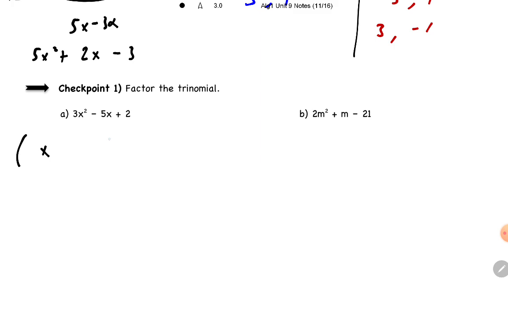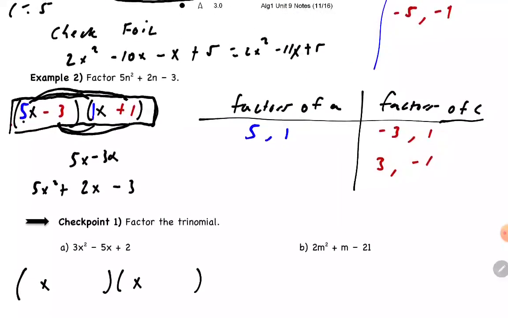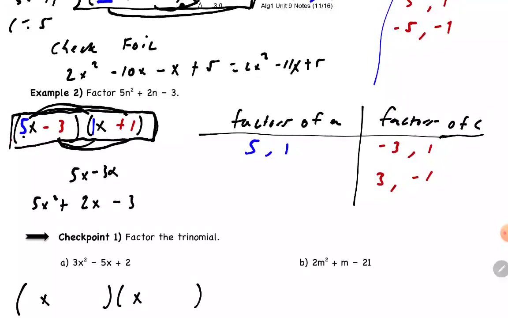Okay, we have x, x. Oh, be careful though, because we tend to use x a lot, but remember our variables can be anything, and in this case they used n. So I would change everything in here to n.